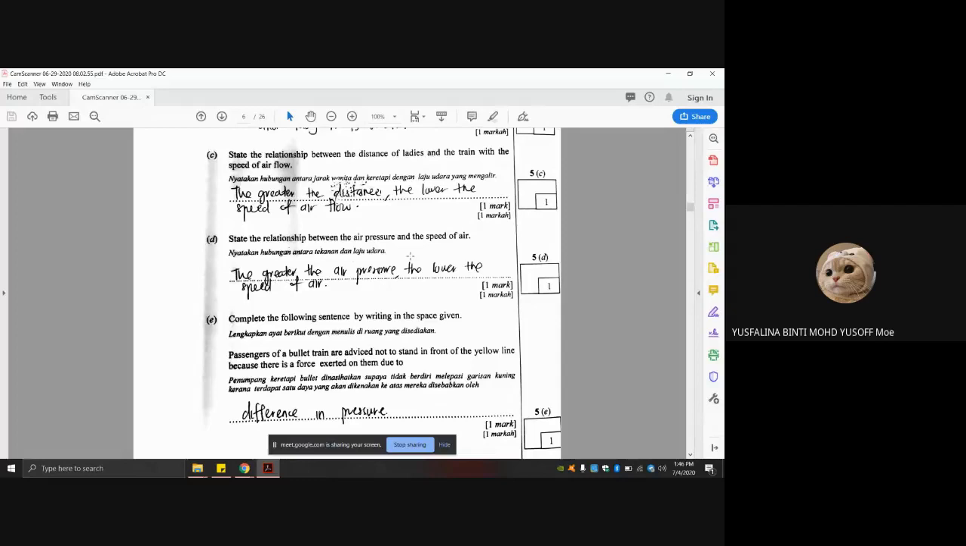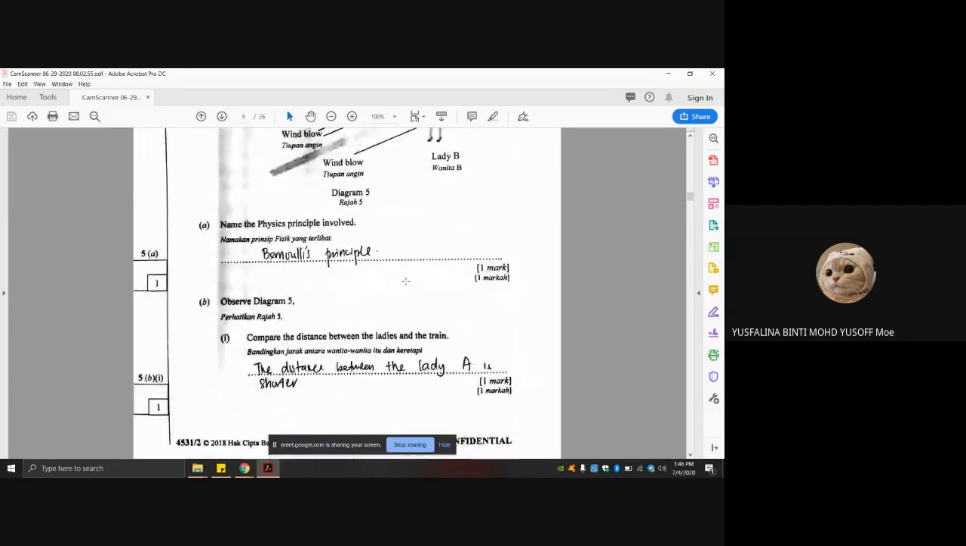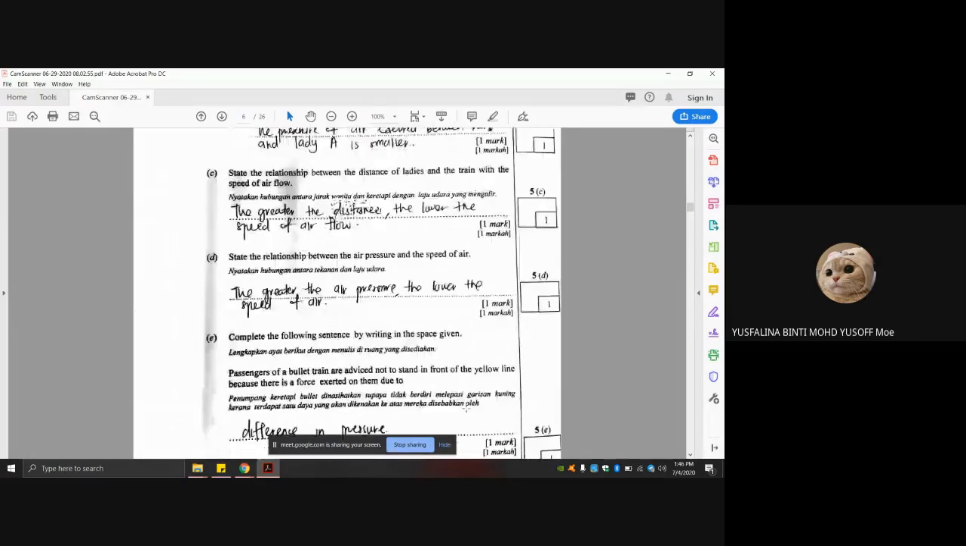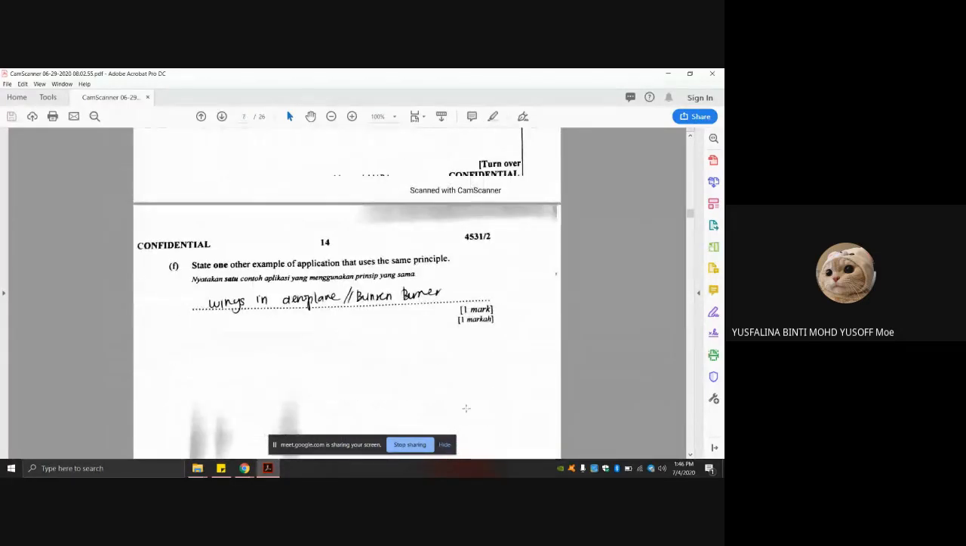Alright, complete the following sentence. Passengers of a bullet train are advised not to stand in front of the yellow line because there is a force exerted on them due to the difference in pressure. The speed here is high, so the pressure is low. The speed here is low, so the pressure is high. So due to the difference in pressure. Other examples of applications that use the same principle: you can see wings in an aeroplane, or in the lab we use the Bunsen burner.